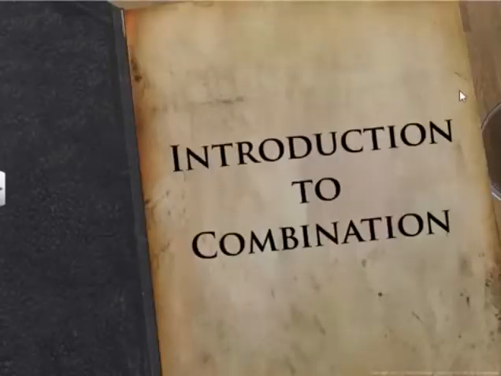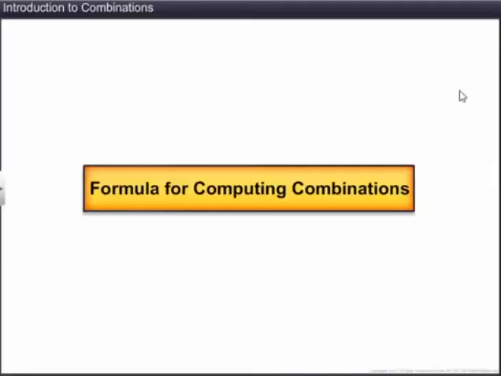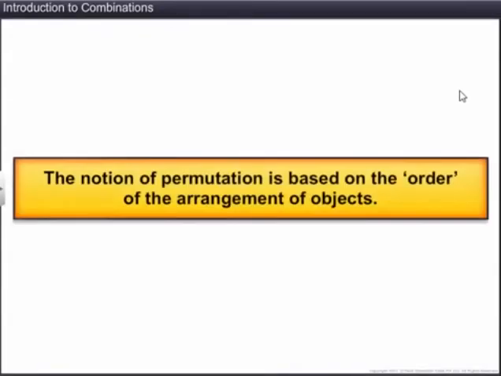In this module, you will learn to select objects from a given set of objects. We have seen permutations of objects. The notion of permutation is based on the order of the arrangement of objects. If we are not concerned about the order of the arrangement, then we arrive at the concept of combinations.